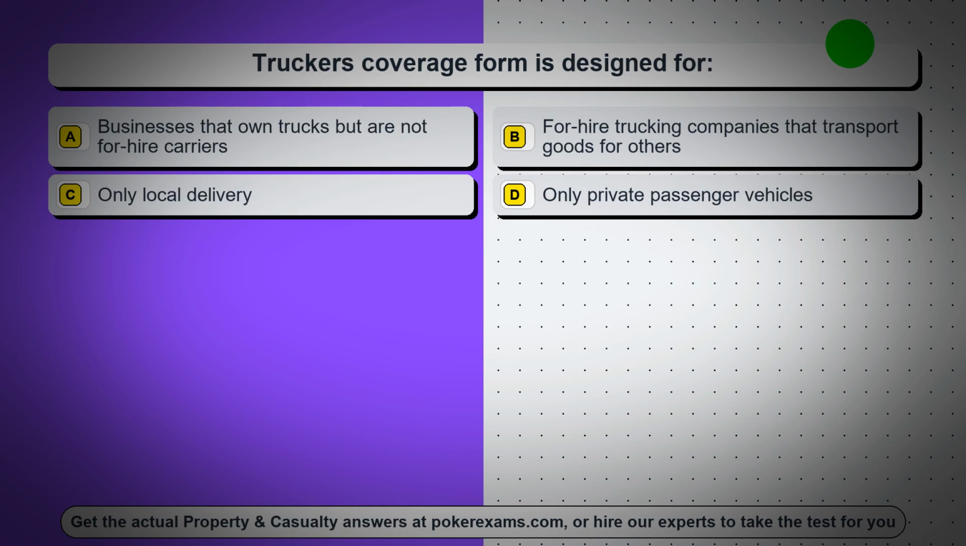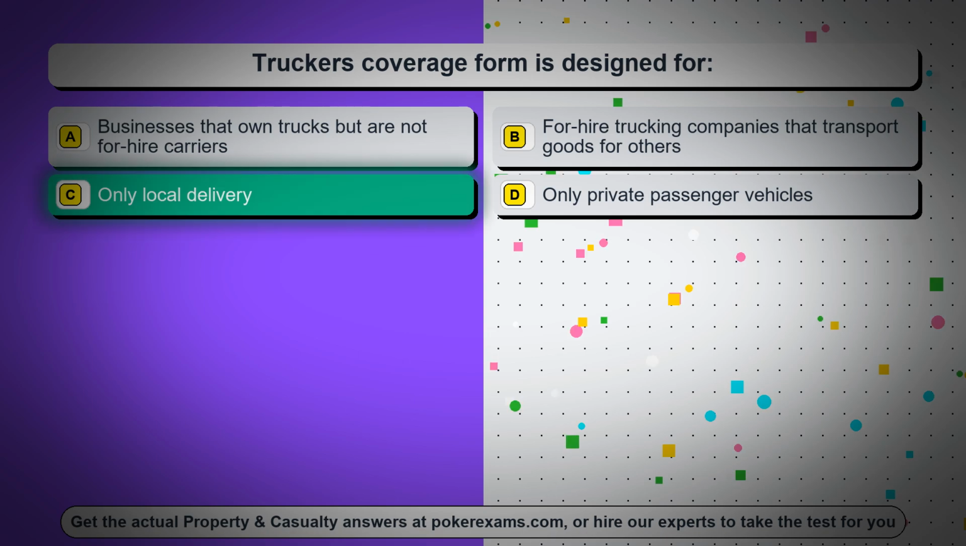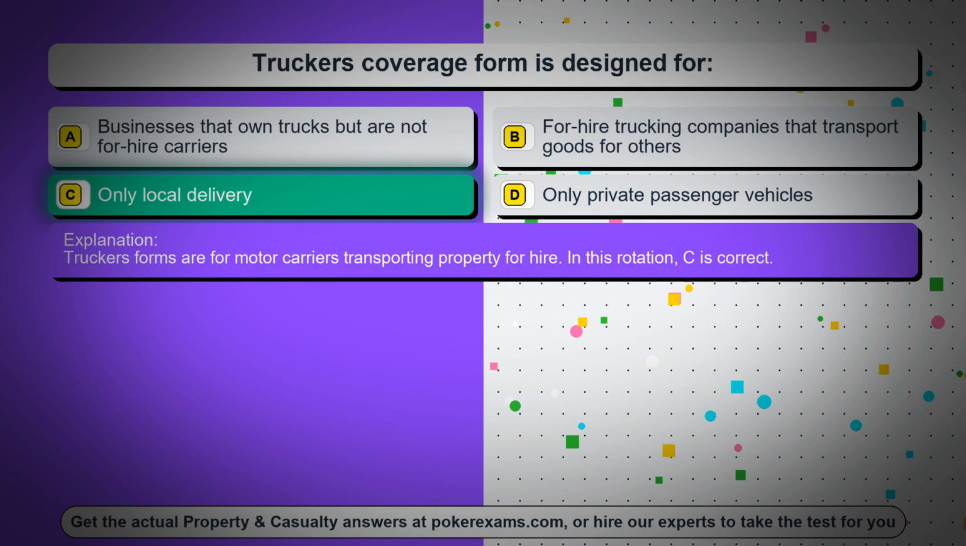Question 15. Truckers coverage form is designed for: option A, businesses that own trucks but are not for-hire carriers; option B, for-hire trucking companies that transport goods for others; option C, only local delivery; option D, only private passenger vehicles. The correct answer is option C, only local delivery. Truckers forms are for motor carriers transporting property for hire. In this rotation, C is correct.